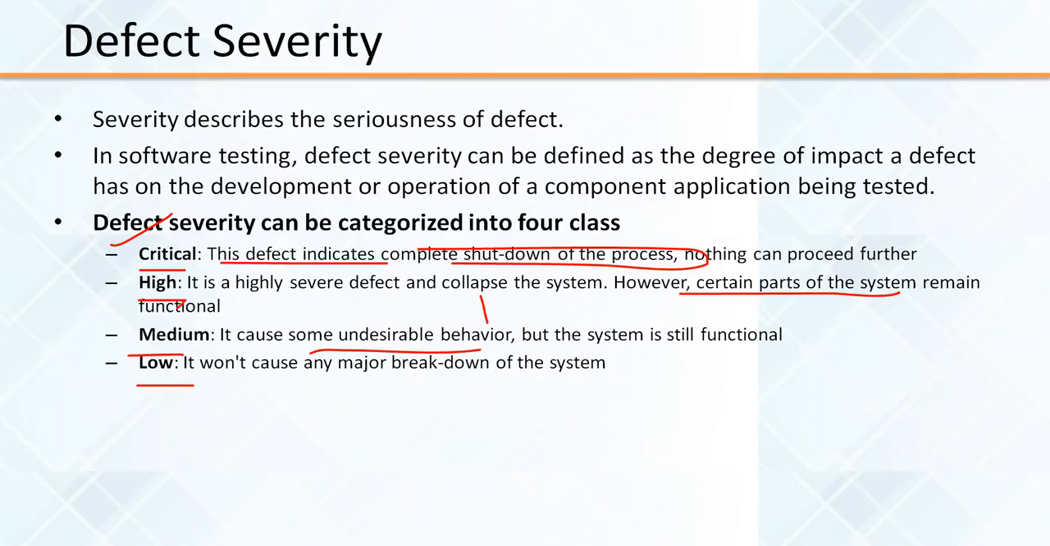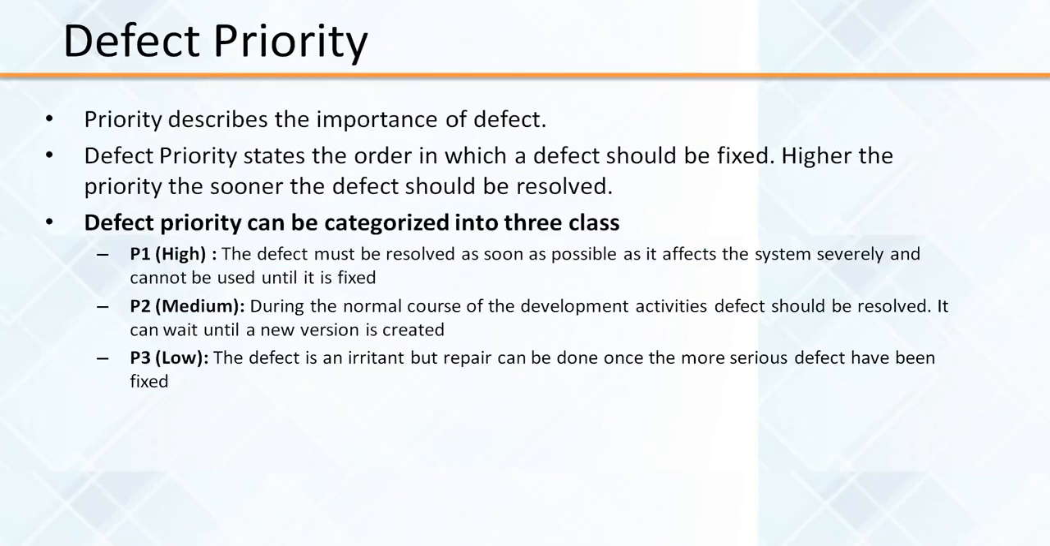Similarly, priority: high, medium and low. So suppose based upon the timelines. For example, here the defect must be resolved as soon as possible as it affects the system severely. It cannot be used until it is fixed. So in that case we have to give it a high priority.